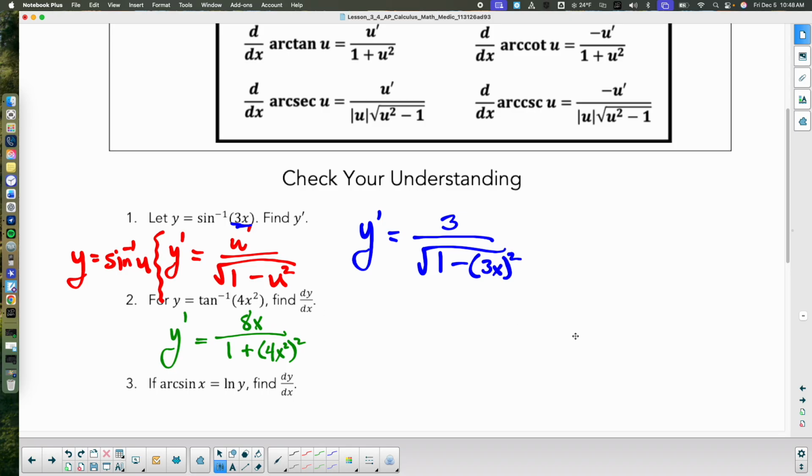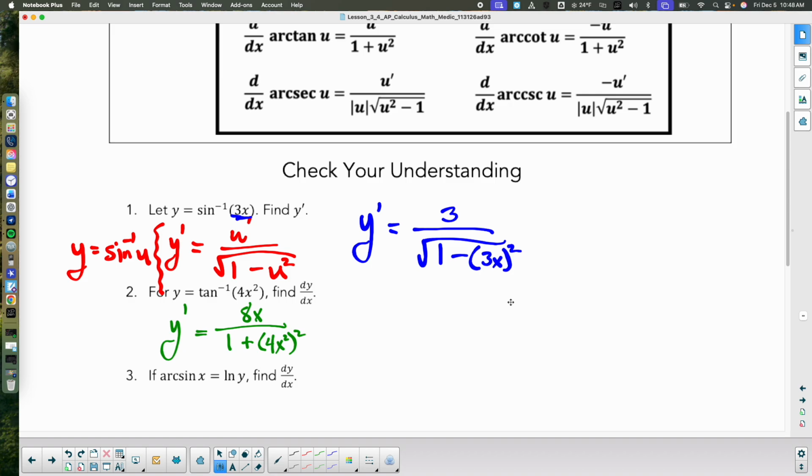Sometimes things can cancel or reduce, just not on this one. Basically, you just had to figure out that 4x squared was the u value. So you would put that in parentheses squared, and then the u prime would be 8x. Now, if it asked you to find the slope at an x value, then you would put the x value in there, and that's pretty much it.